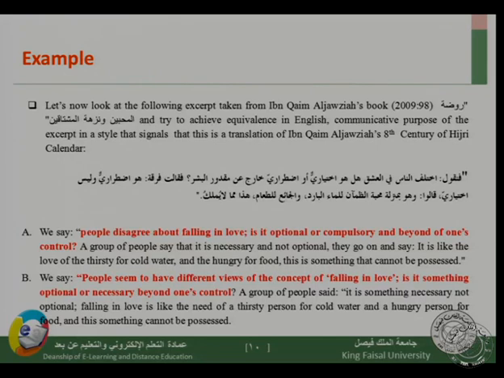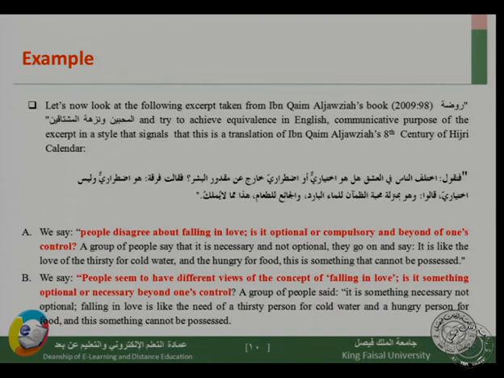Now, how are we going to translate a text like this into English? How can we ask the English reader, or convey to the English reader, the experience of Ibn Qayyim al-Jawzi or people in his time and in his place?